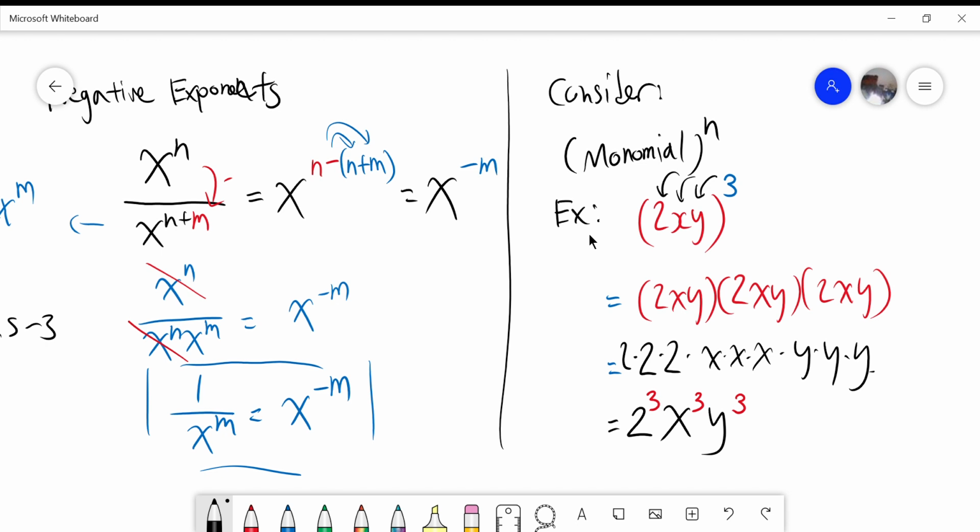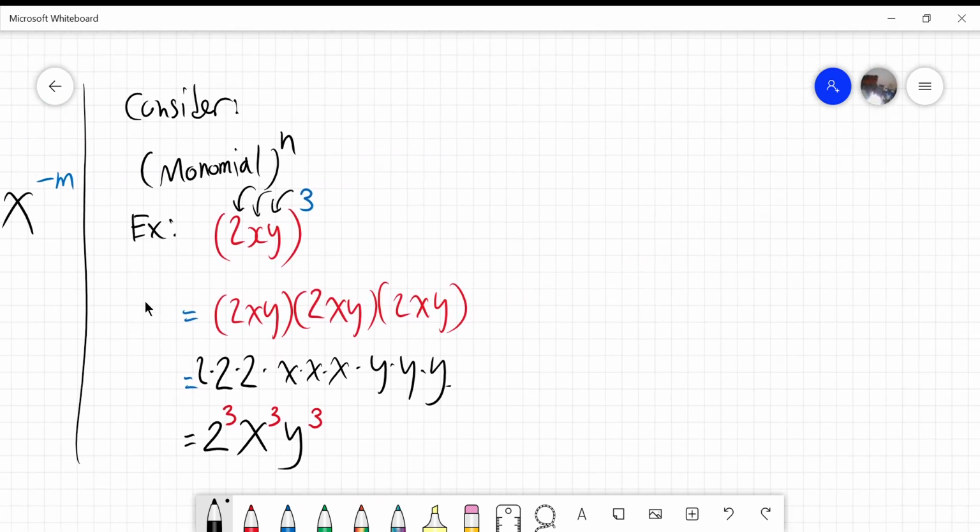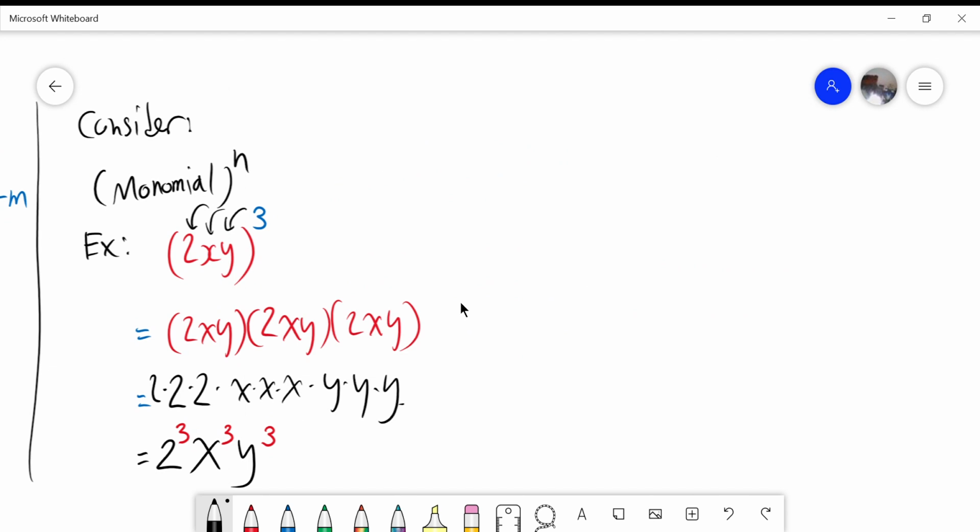So in general, we can say that 2xy, or rather xy, to the nth power is equal to x to the n, y to the n.